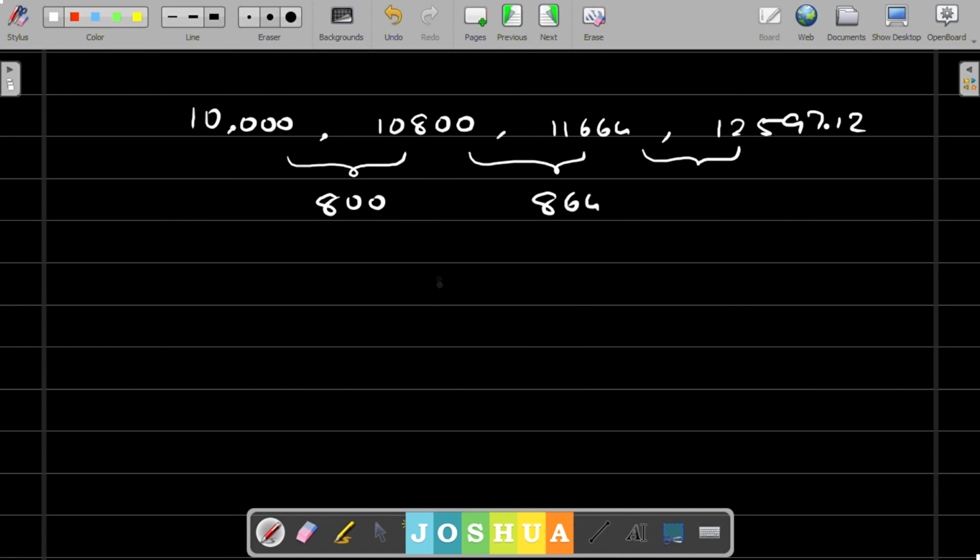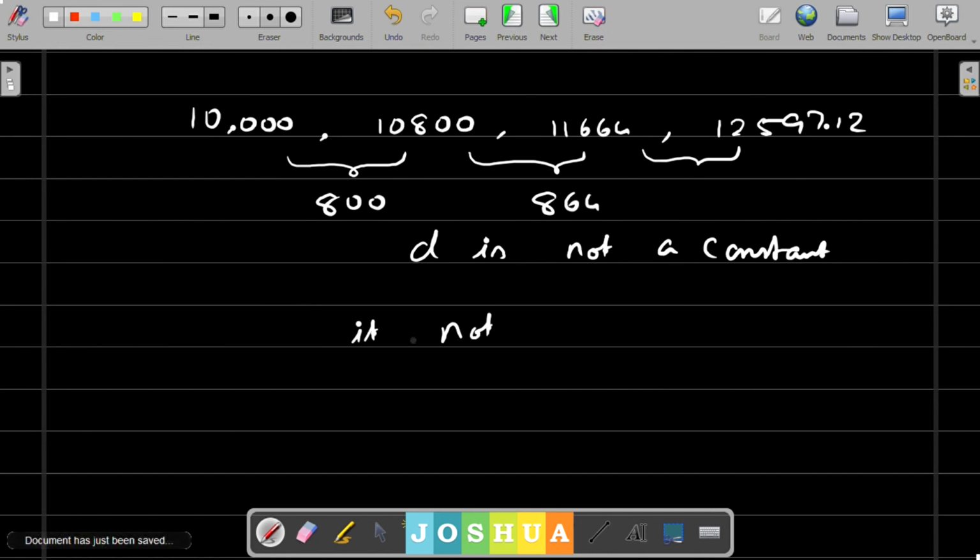So here the difference is not a constant, so D is not a constant here, therefore it will not form an AP. So it is not an AP.